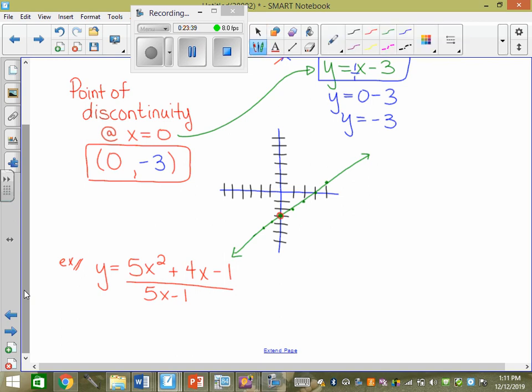What's my domain? X such that x cannot equal 0. The whole graph is there except for the 0 x. What about my range? Y such that y, everything's there, but what y is not there? -3. Yeah. So the domain and range are really easy if you found the asymptotes or points of discontinuity.